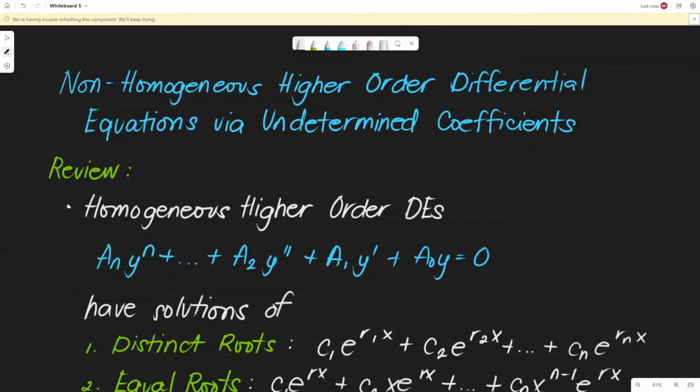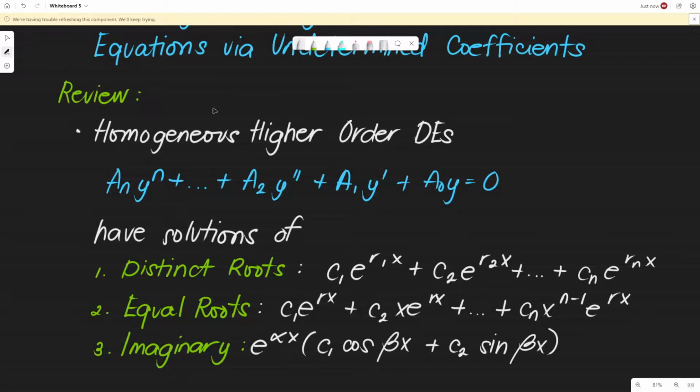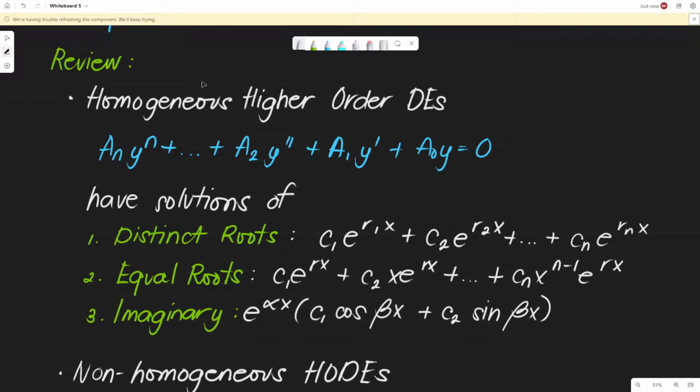So review lang muna tayo ng konti. When we say homogeneous higher order differential equations, these are differential equations that have the right side of zero. Regardless kung ano yung nasa left side, as long as puro derivatives at saka yung function na hinahanap natin, tas equated to zero. For example, we have y double prime plus 3y prime is equal to 0. This is a homogeneous higher order DE.